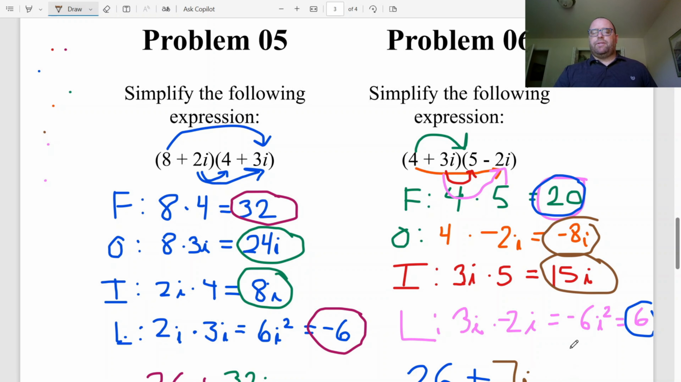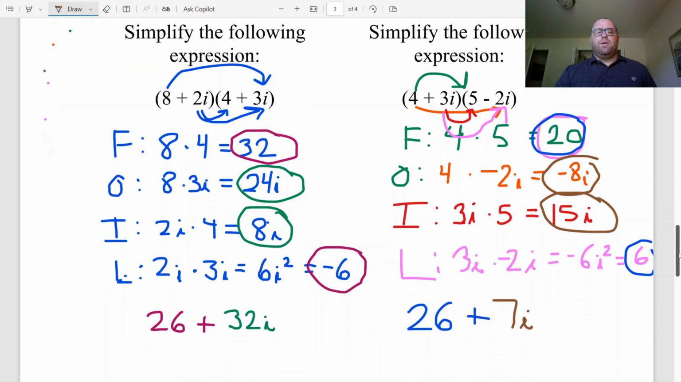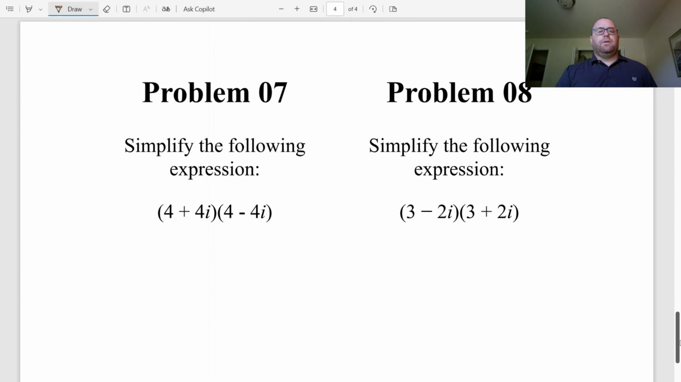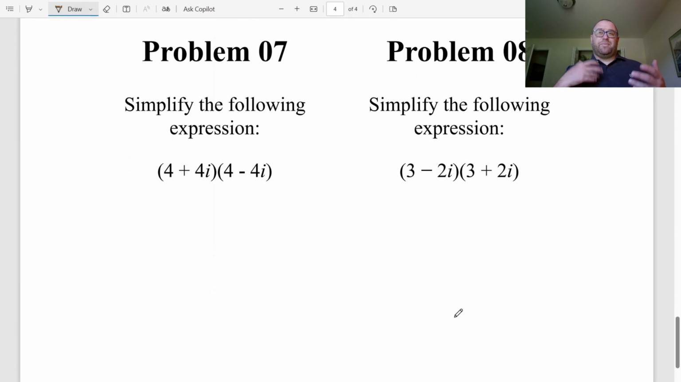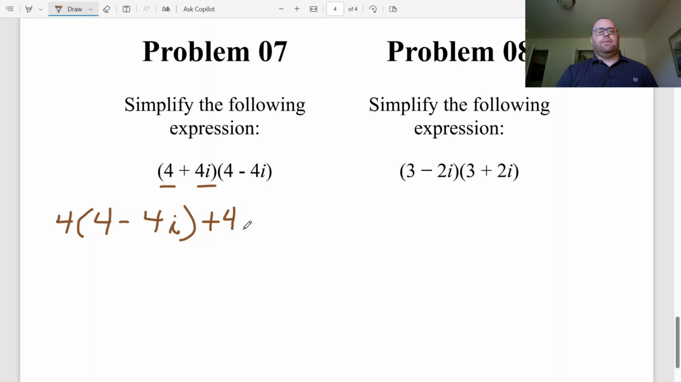You could also multiply with double distribution. Let's look at a few more problems where we do that. Okay, and these are kind of specific ones. You'll see this is kind of interesting how this works out. All right, so we're going to do double distribution, meaning I'm going to break apart this first part. So I'm going to do 4 times 4 minus 4i plus 4i times 4 minus 4i.